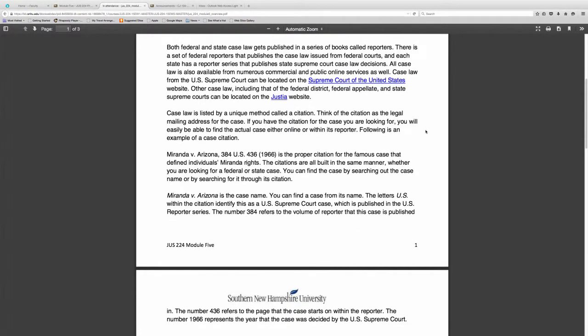Case law is cited in a very unique method. Okay, and so when we look down here in this area, everybody should be familiar with that case from television, maybe from work, but Miranda v. Arizona, 384 U.S. 436, 1966. That is the proper citation for this famous case that defined individuals' Miranda rights. The citations are all built in the same manner. Whether you're looking for a federal or a state statute, they will all read the same way. You can find the case by searching out the case name or by searching for it through its citations.